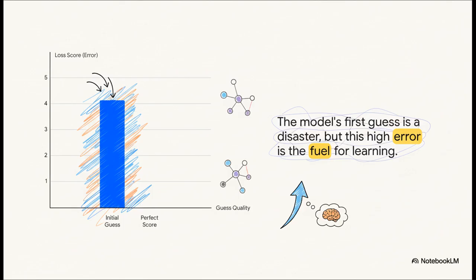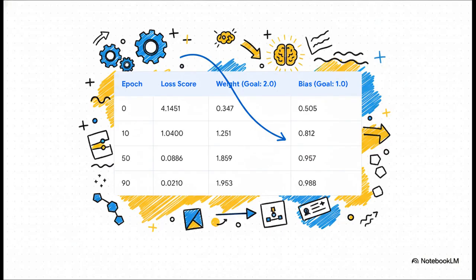The loss score, our measure of how wrong it is, is through the roof. But, and this is so important, this is exactly what we want to see. It has to start somewhere, even if it's completely wrong. That huge error score is the fuel that's going to power the whole learning process. Now just watch what happens when we apply that 5-step recipe over and over and over again.